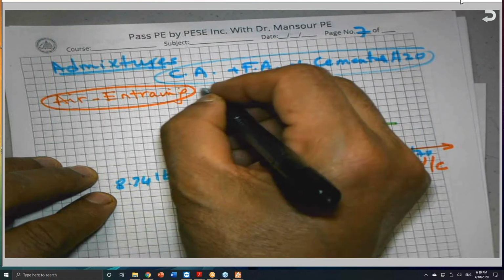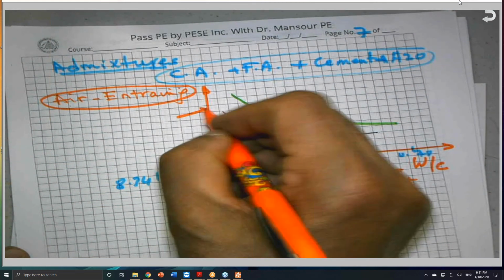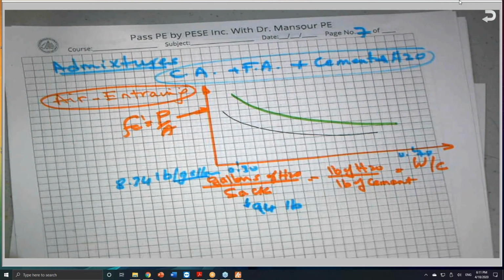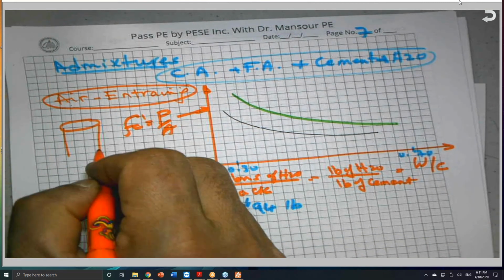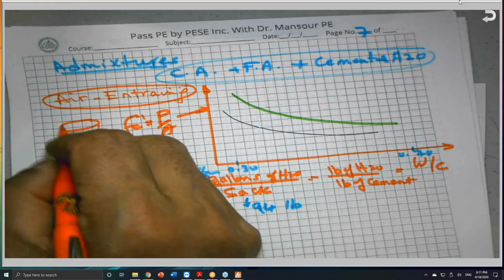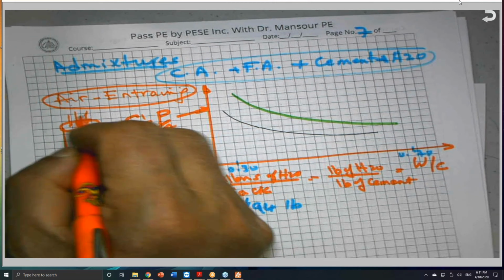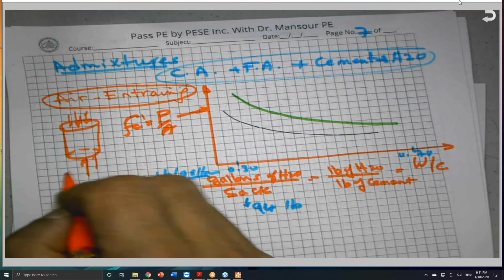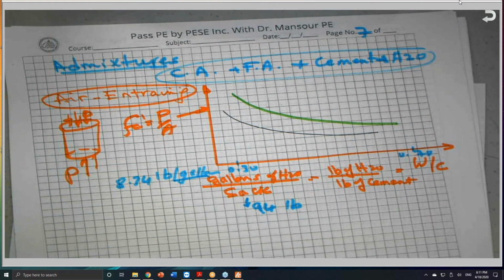I should mention the y-axis is the strength, which is f'c, which is P over A, from the cylinder test. It's only one load distributed over the entire area, so it's P over A. So one of them is for air entraining concrete and one for non-air.